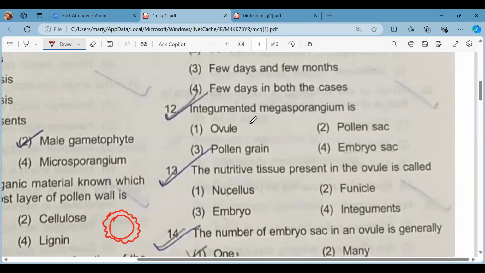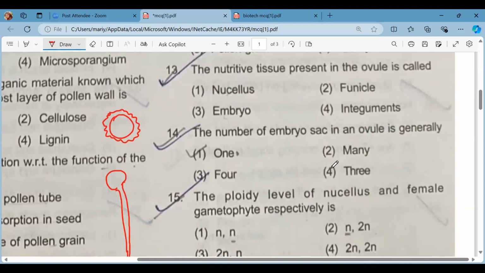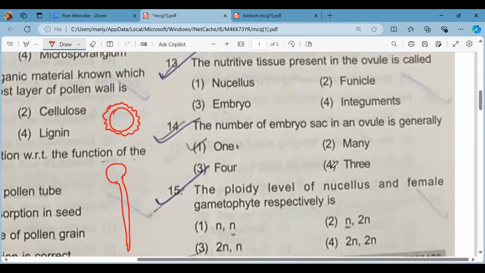Now the 12th question: integumented megasporangium is called as. Ovule. Very good, exactly. The nutritive tissue present in the ovule is called as. Nucellus, correct. It is the tissue that is surrounding the whole entire ovule. So the number of embryo sac in the ovule is generally one. Take it as a fact.